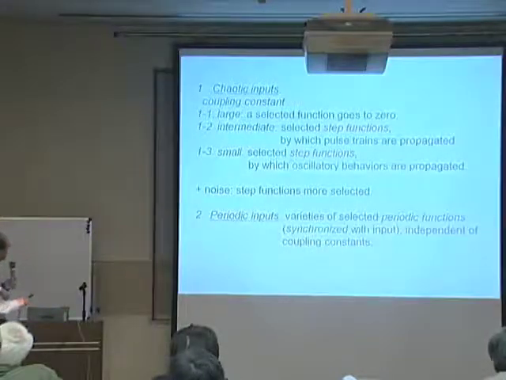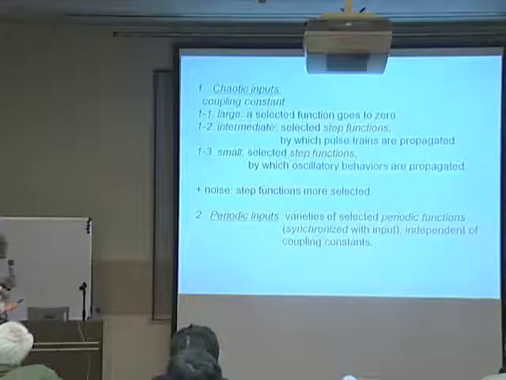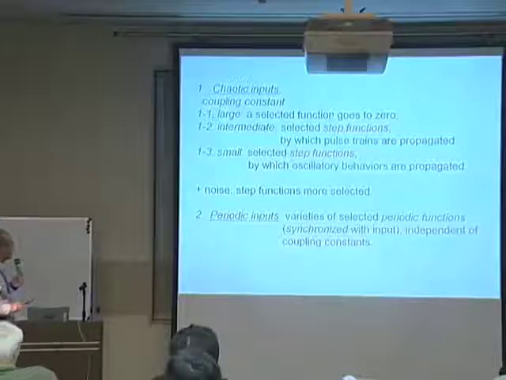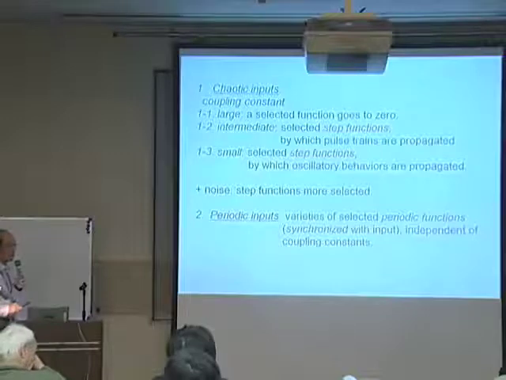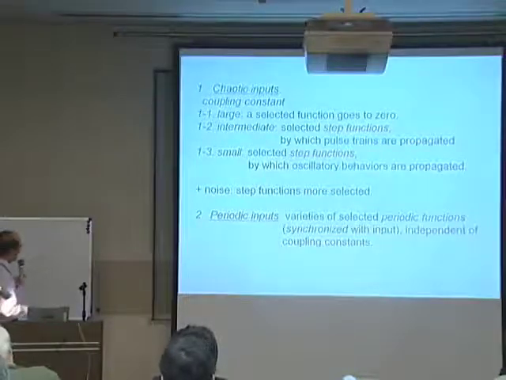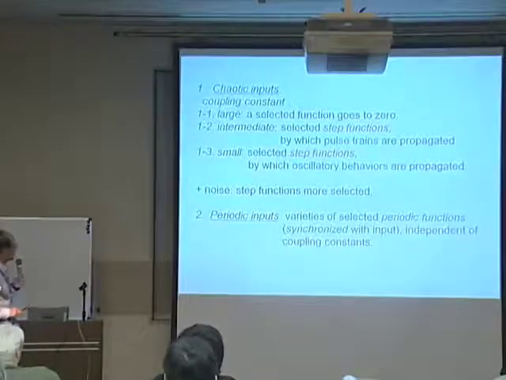Some more details. In the case of chaotic inputs, if the coupling constant is very large, the selected function goes to 0, so nothing happens and no information is transmitted. But in the case of intermediate coupling constant, the step function is finally selected, by which the pulse train is propagated. So it is very plausible to describe the evolution of neuron systems. And in the case of small coupling constant, again the step function is selected, by which the oscillatory behavior is propagated.